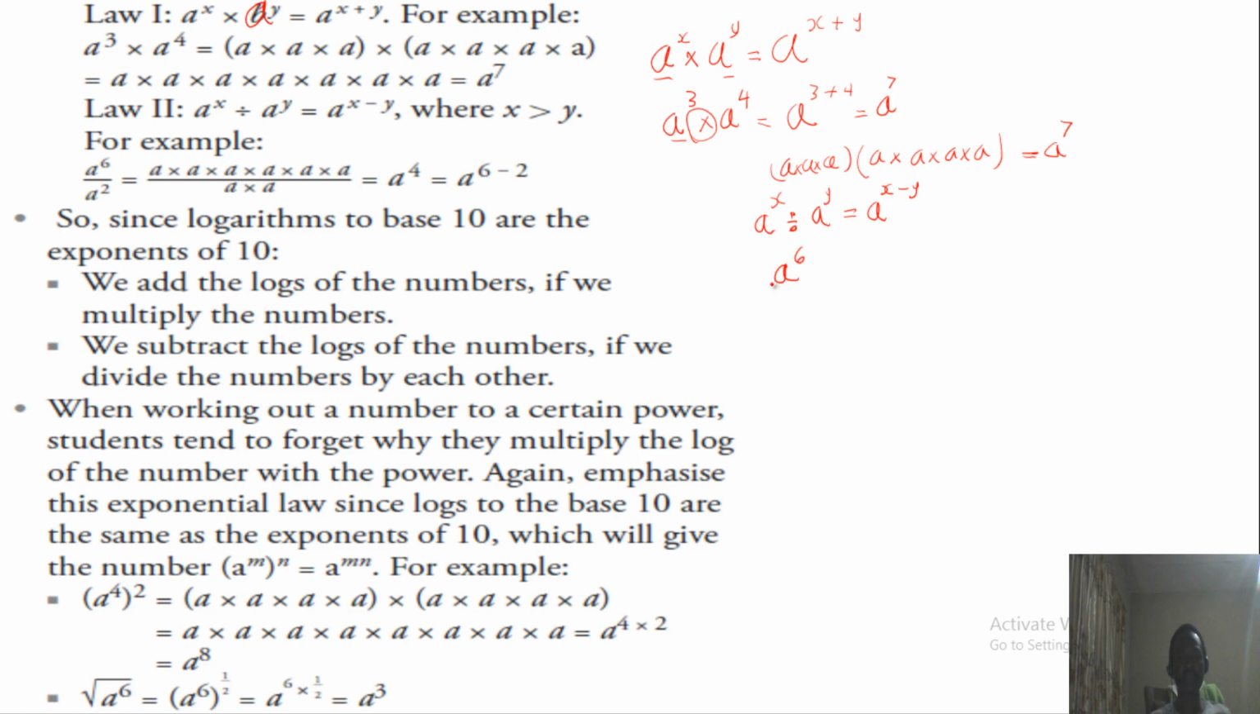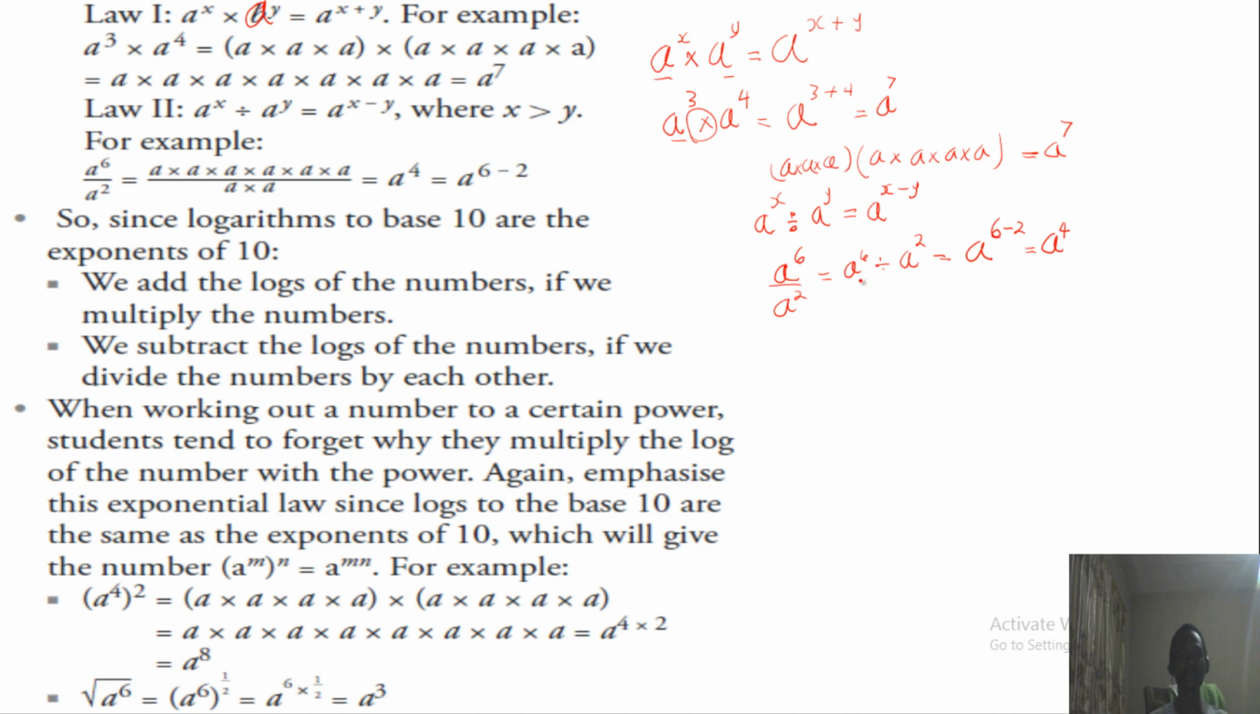Basically, what this means is a raised to power 6 divided by a raised to power 2. And in this particular case, the same base, then what is the operation between them? Division. It means the power will be subtracted, you have 6 minus 2, and that will give me a raised to power 4.